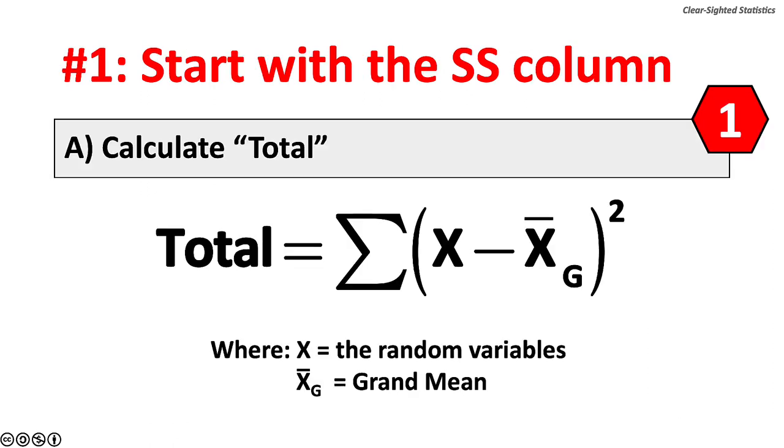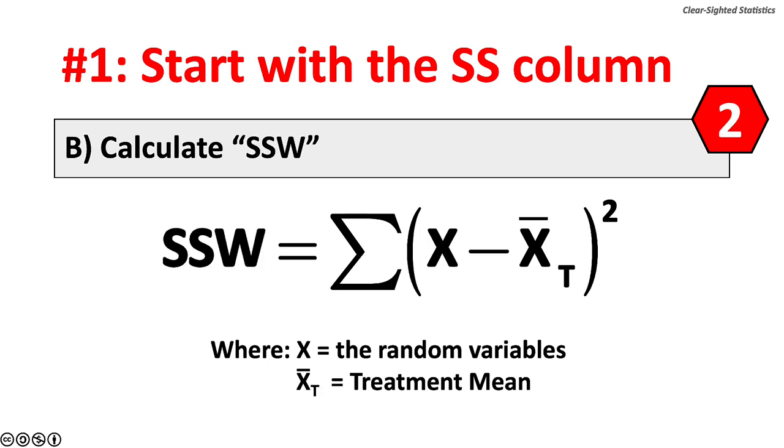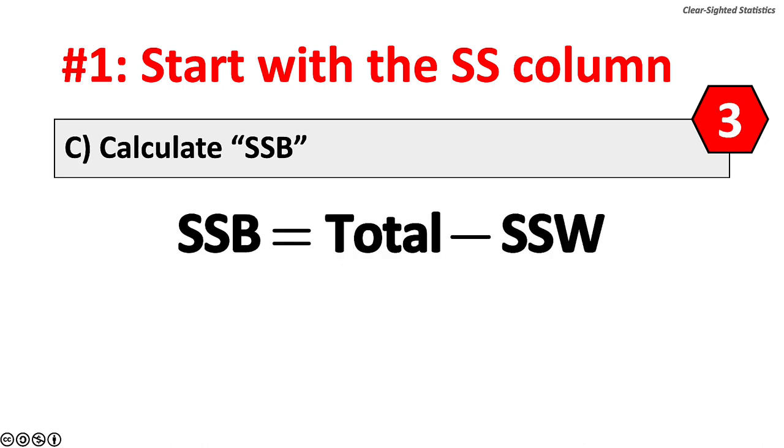To complete the ANOVA table, start with the sum of the squares column. The first of three calculations is total, which is the sum of each random variable minus the grand or overall mean squared. The next step is to calculate sum of the squares within groups, or SSW. This is the sum of each random variable in a treatment minus the treatment mean squared. The third and easiest step is to calculate the sum of the squares between groups, or SSB. SSB equals total minus sum of the squares within groups.